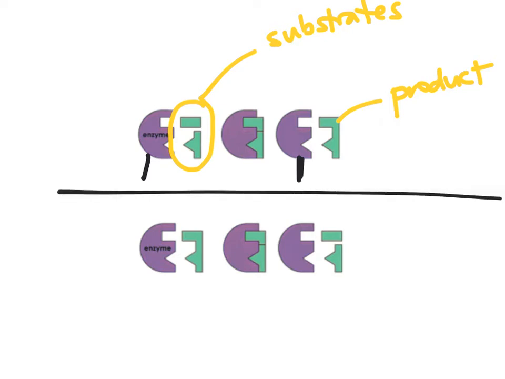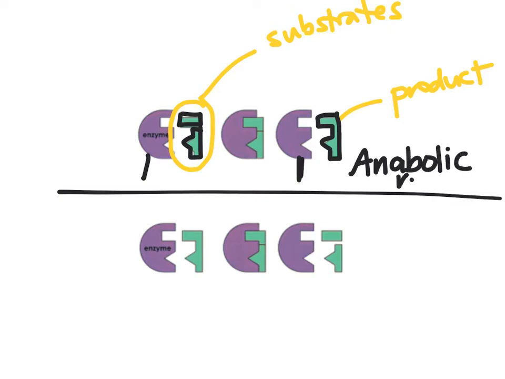So we've got two separate sets of diagrams here. So if we look at the top one, we've got two substrate molecules. Okay. And at the end, they've joined together to make one larger molecule. So we've gone from some smaller molecules into one bigger one. So that reaction is an anabolic reaction.